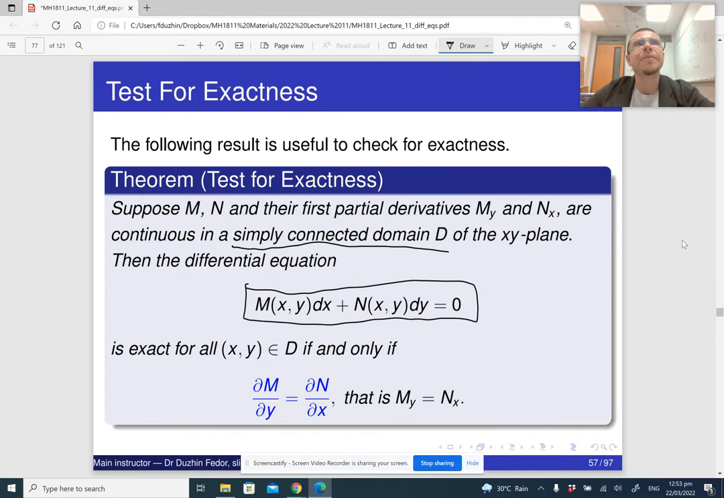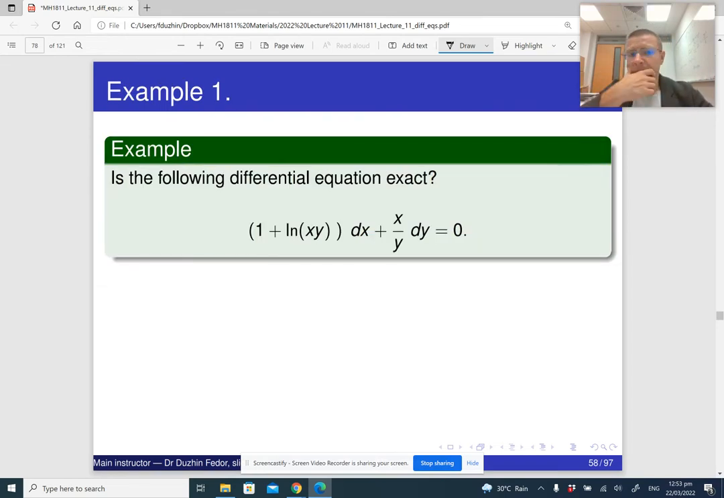The reasons for that are quite deep. To prove it, you need to introduce a lot of really complicated mathematics. But yeah, that's the fact. All right. So here is the first example. So is the following differential equation exact?